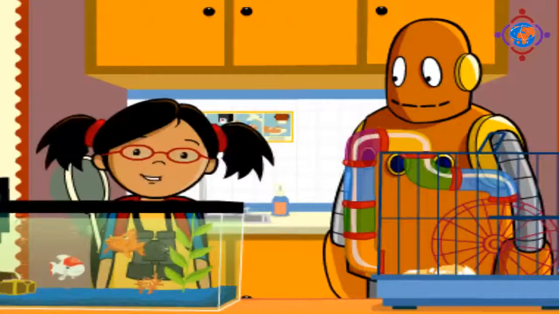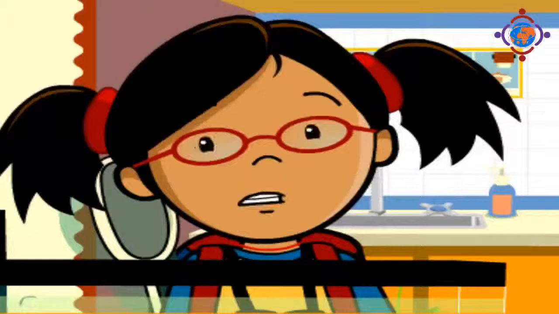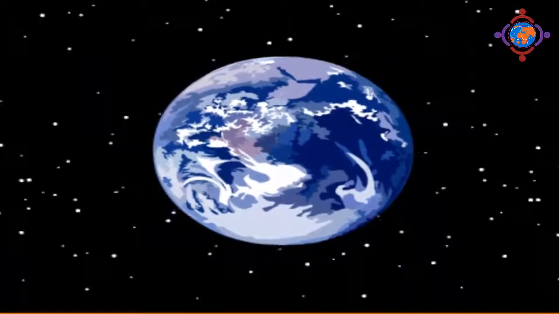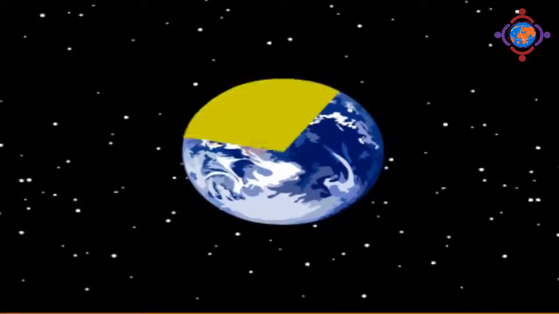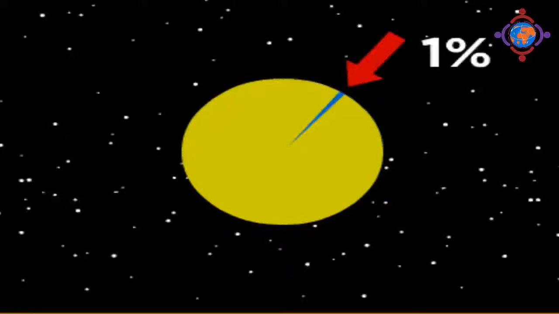We're going to look at freshwater habitats, but what is freshwater? Most of Earth is covered by water, but a lot of it's saltwater in the oceans. Only 1% of the world's water is freshwater, which has little salt in it.